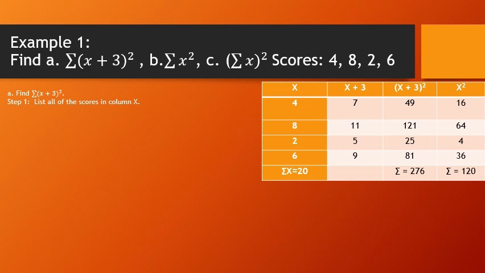Finally, in part A, I have to do the summation of x plus 3 squared. So I need to sum up every number in the x plus 3 squared column. So if I add up 49, 121, 25, and 81, I'm going to get 276. And that's my answer to part A.